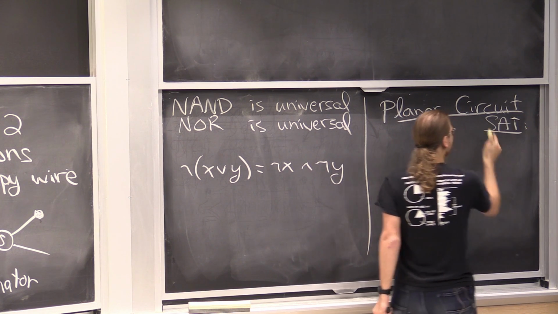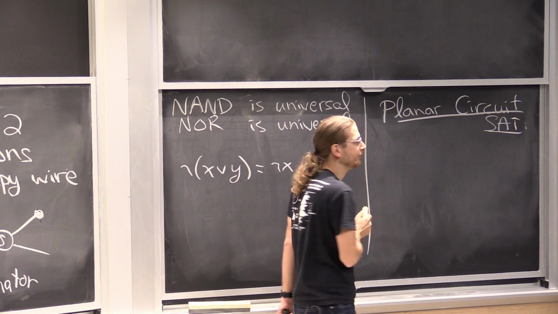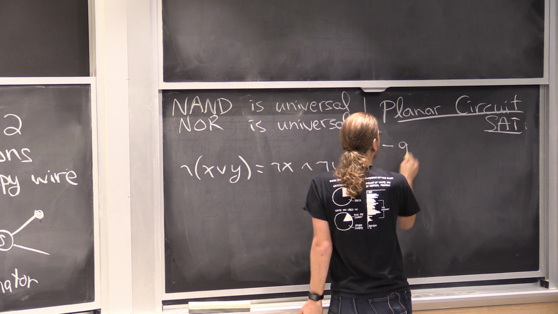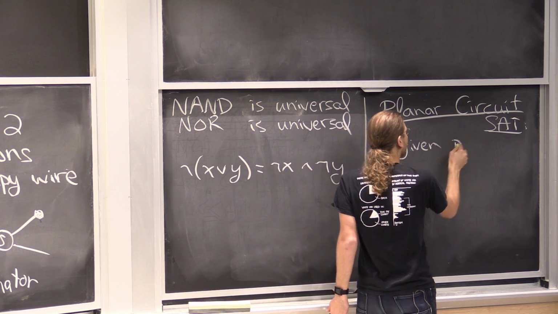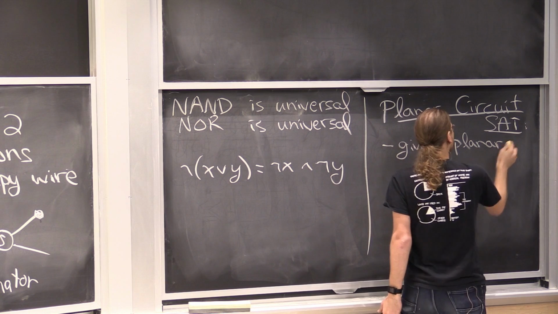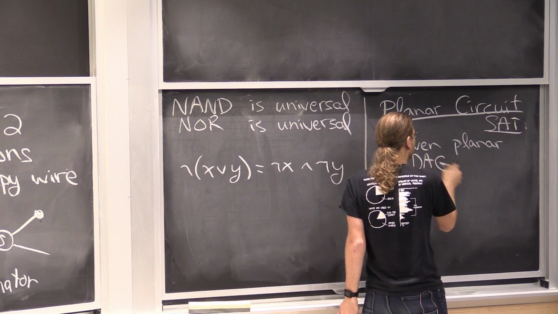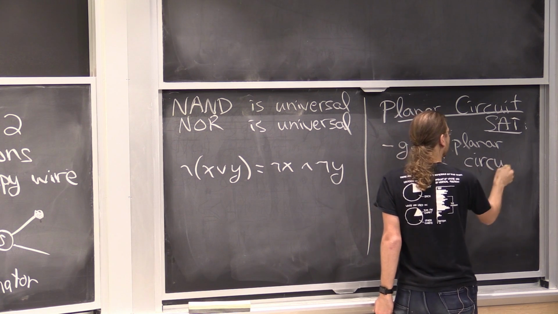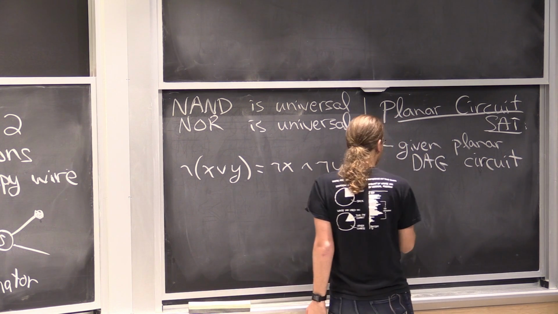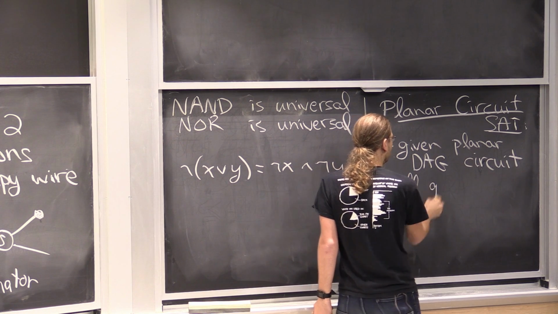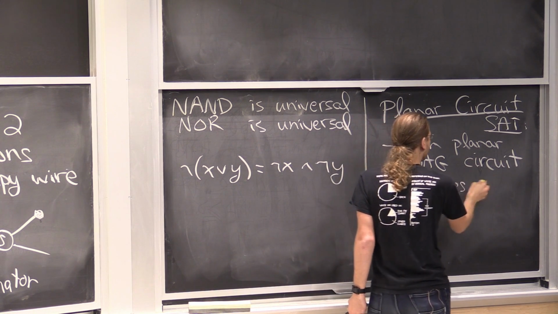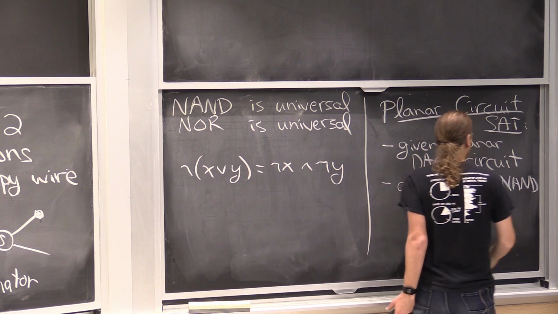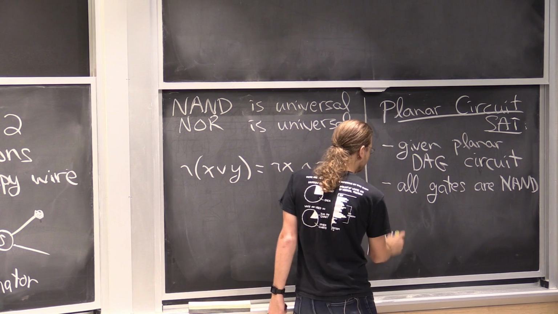Slight catch is that this, I think, is also a made-up term. I haven't seen it in the literature because it's a little bit vague what it could mean. But let's say we're given a planar directed acyclic circuit, and let's say all gates are NAND, then this is NP complete.